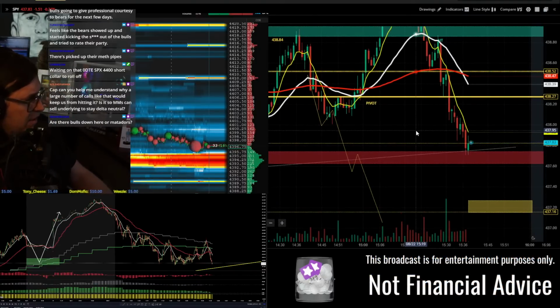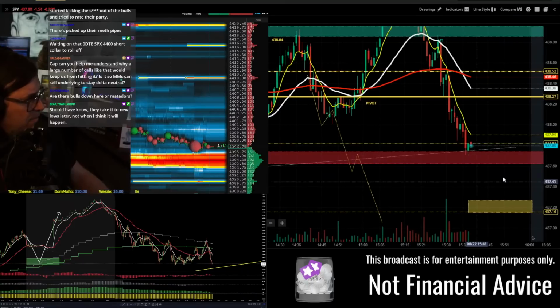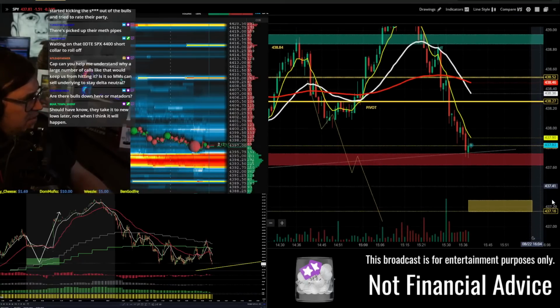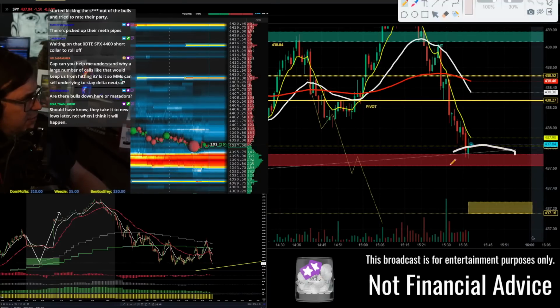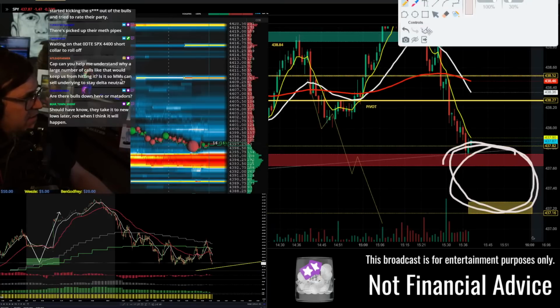22 minutes left till the end of the day. We'll see where we wind up. No interest in buying puts. If you can break underneath this zone right here, I'd have interest in puts for tomorrow, but without that break here, no interest right now until after the bell.